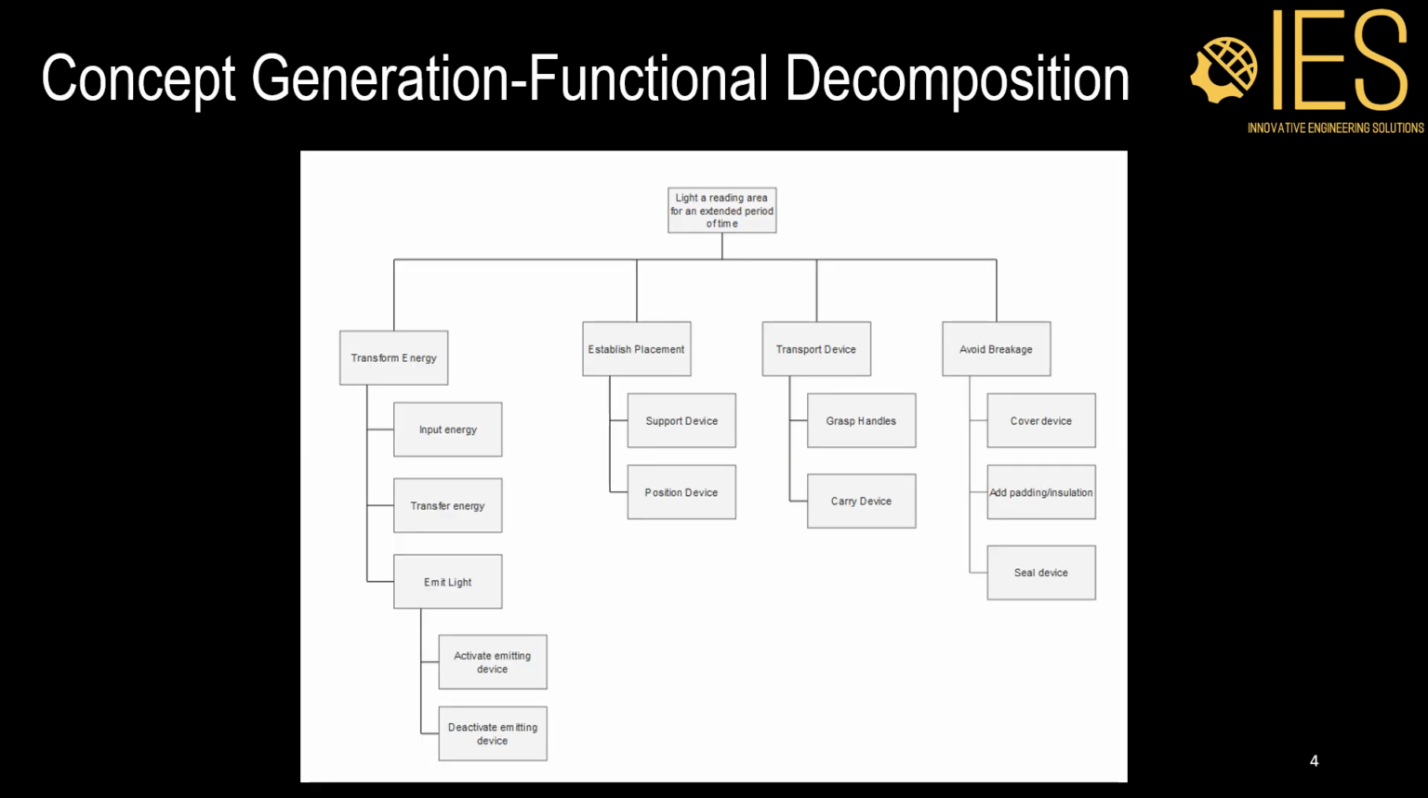For our concept generation phase, we created a functional decomposition. The primary function for our concept was to light a reading area for an extended period of time. We came up with this function by considering all the customer requirements from the house of quality. We then came up with 4 sub-functions. The first one was transform energy. We need a means of inputting the energy, storing the energy in terms of potential energy, and then transferring it from storage in order to emit light.